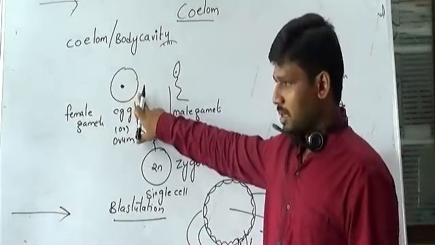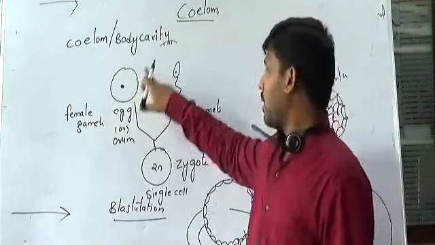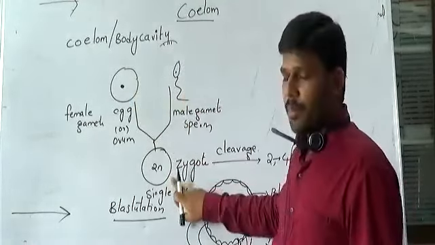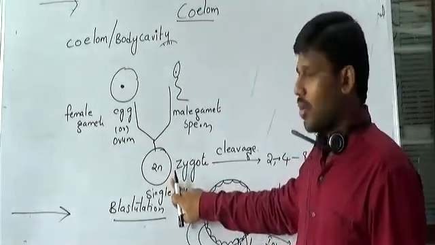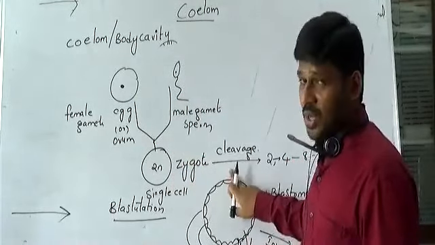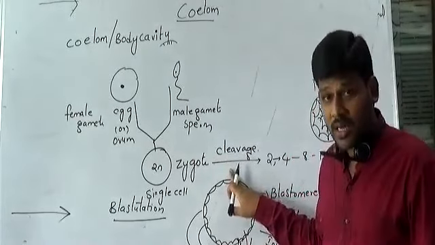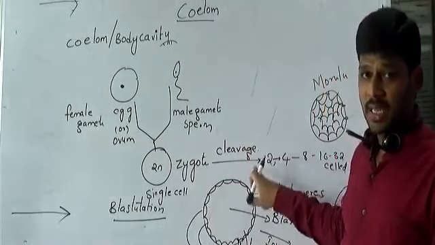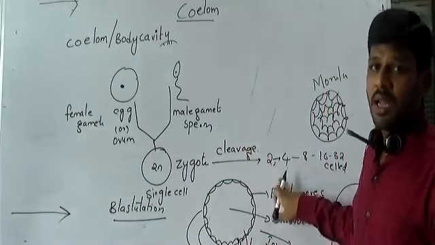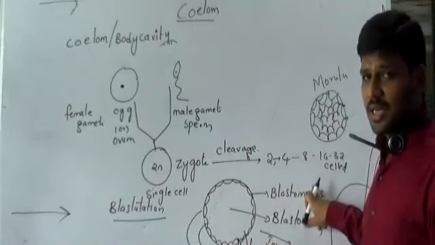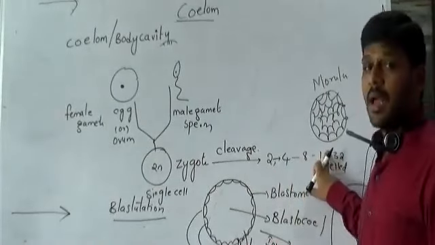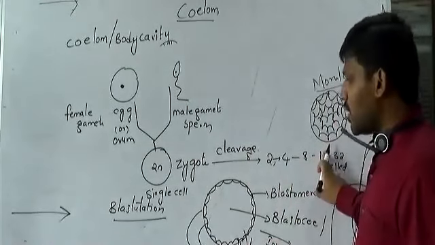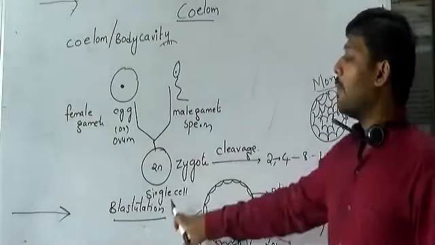So what is this? This is the female gamete, which we call as egg, and this is the male gamete, which we call as sperm. Fusion of gametes results in the formation of zygote. This zygote undergoes cleavage, which resembles mitotic division. The zygote divides to form two cell stage, and again 4, 8, 16 to 32 cell stage, which is a solid ball-like structure called morula. And this morula is undergoing what?